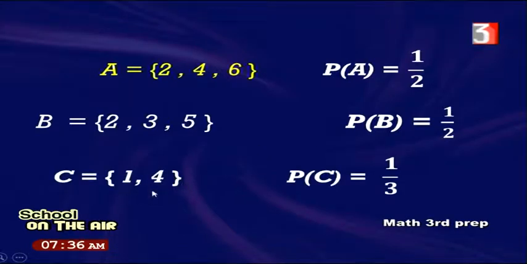Perfect square number: it means that we will search for any number whose square root gives us an integer number or a rational number. It means that C equals 1 and 4. P of C equals the number of elements inside C, 2 elements, divided by the number of elements inside our sample space, 6, and in simplest form equals 1 over 3.